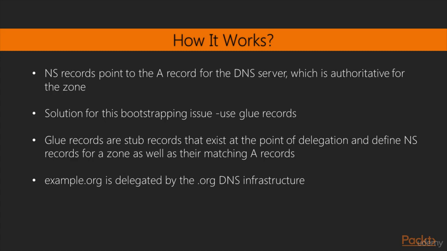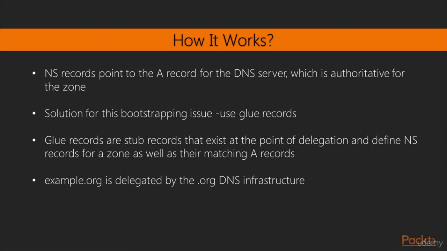NS records point to the A record for the DNS server, which is authoritative for the zone. For example, ns1.example.org is authoritative for the example.org zone. That, however, leaves a bootstrapping problem in which the A record for ns1.example.org is defined within the example.org zone file. The solution for this bootstrapping issue is to use glue records.